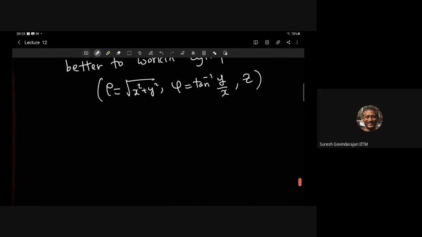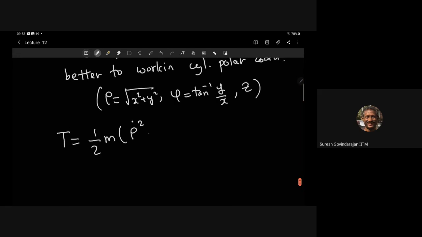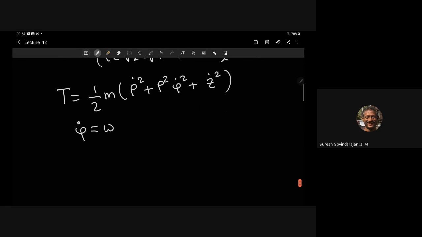What is T? This is something we worked out already, so I'm just writing it. But we are also told that phi dot, what is phi dot? It's equal to omega, right? Because it's spinning with constant omega, so we can just write that.